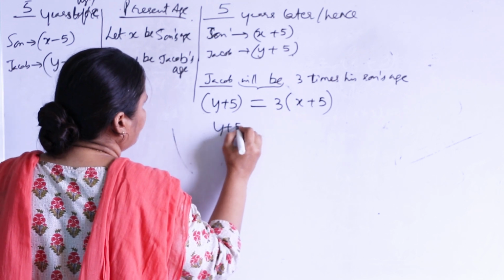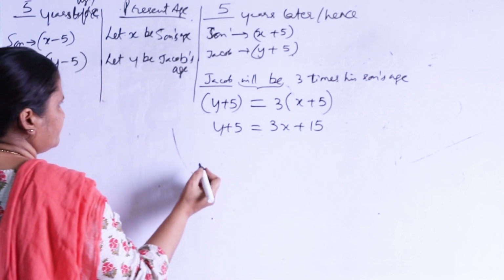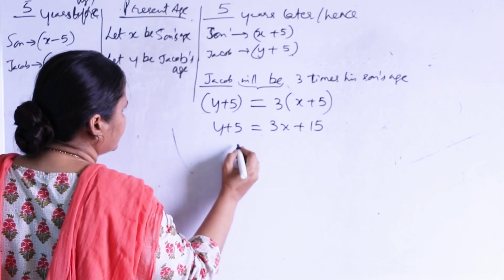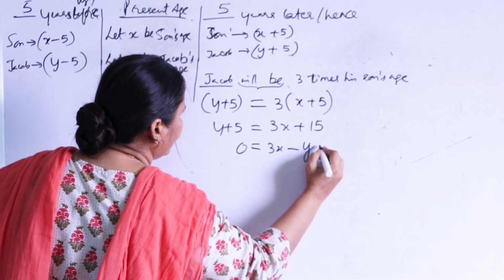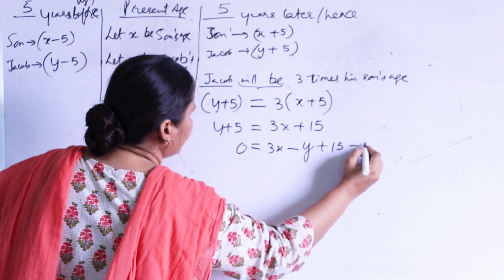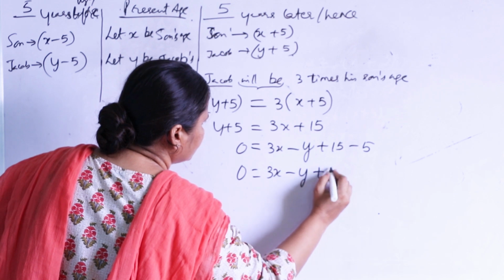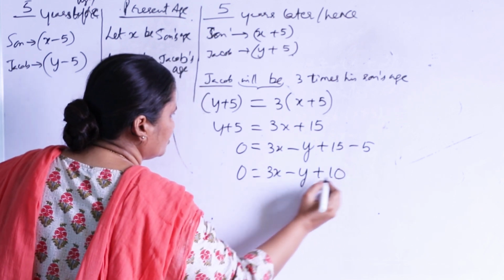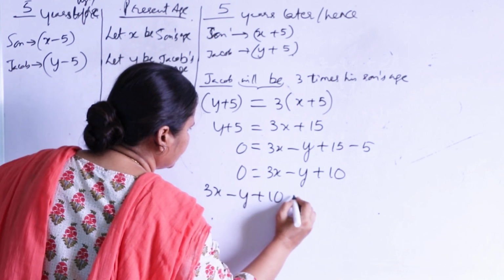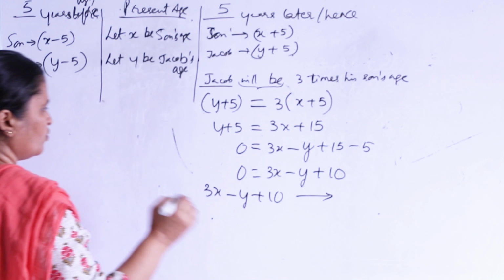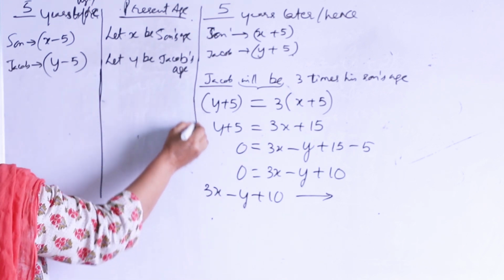So it is y plus 5 equals 3x plus 15. Let's bring everything to one side. Here 3x minus y plus 15 minus 5, 3x minus y plus 10. Okay, so you got the equation. Equation is 3x minus y plus 10 equals 0. Equation 1. Next, let us see what the other condition is.